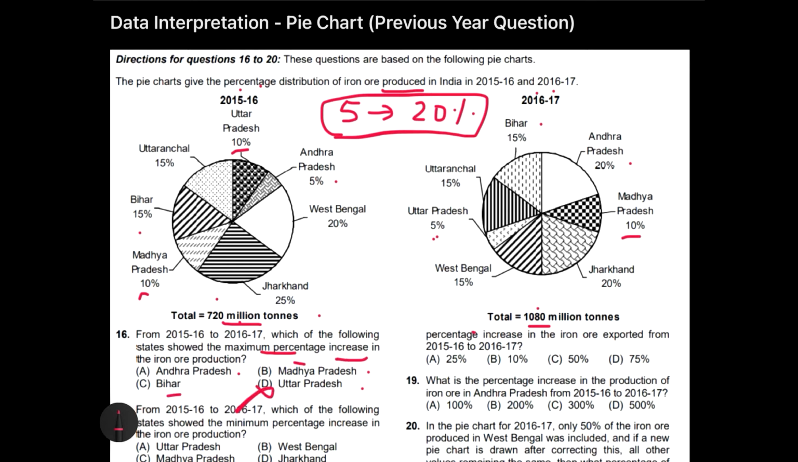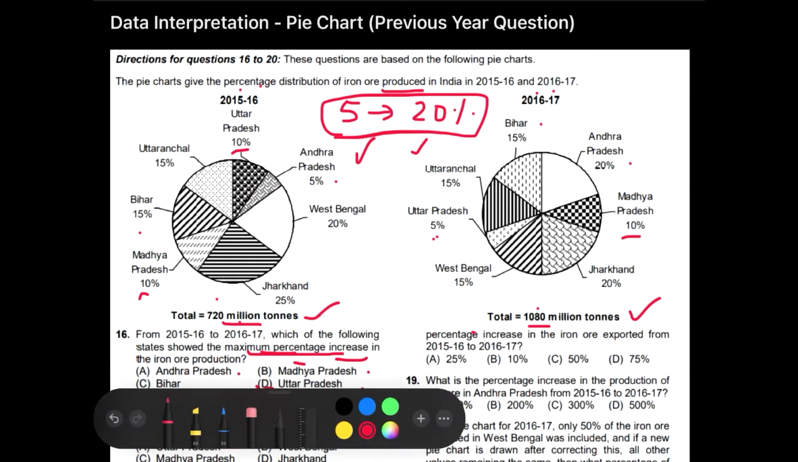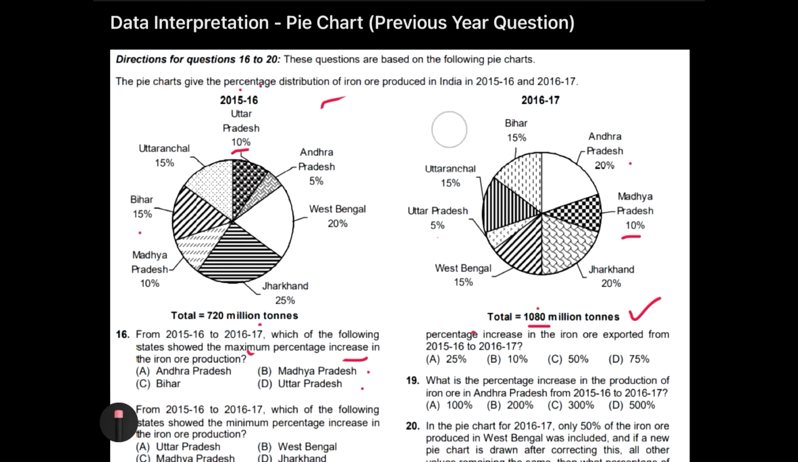Options C and B have stable percentages but different numbers. But what makes Andhra Pradesh a straight away answer here? Not only is the total value increasing, but the percentage is also increasing. So definitely it has to be the maximum percentage increase. For my first question, I'll simply go with option A, Andhra Pradesh. So we can apply this shortcut in question number 16, where we are asked the maximum percentage increase.